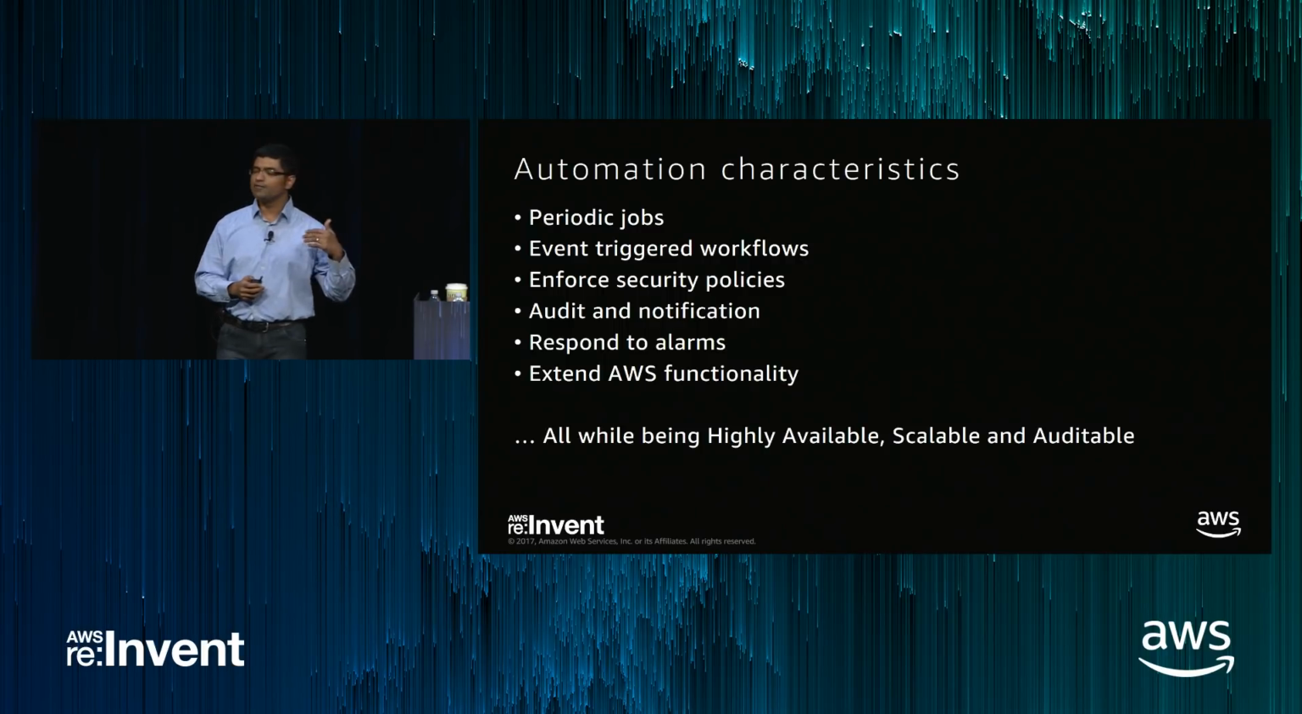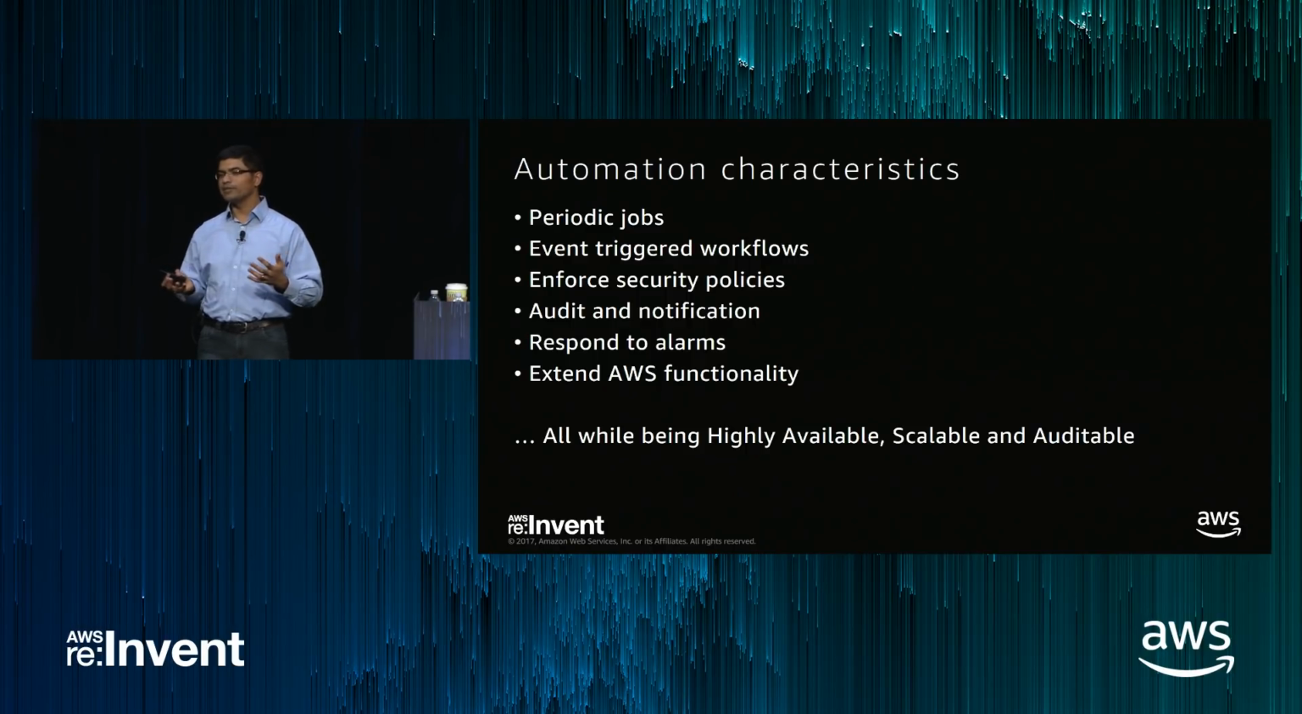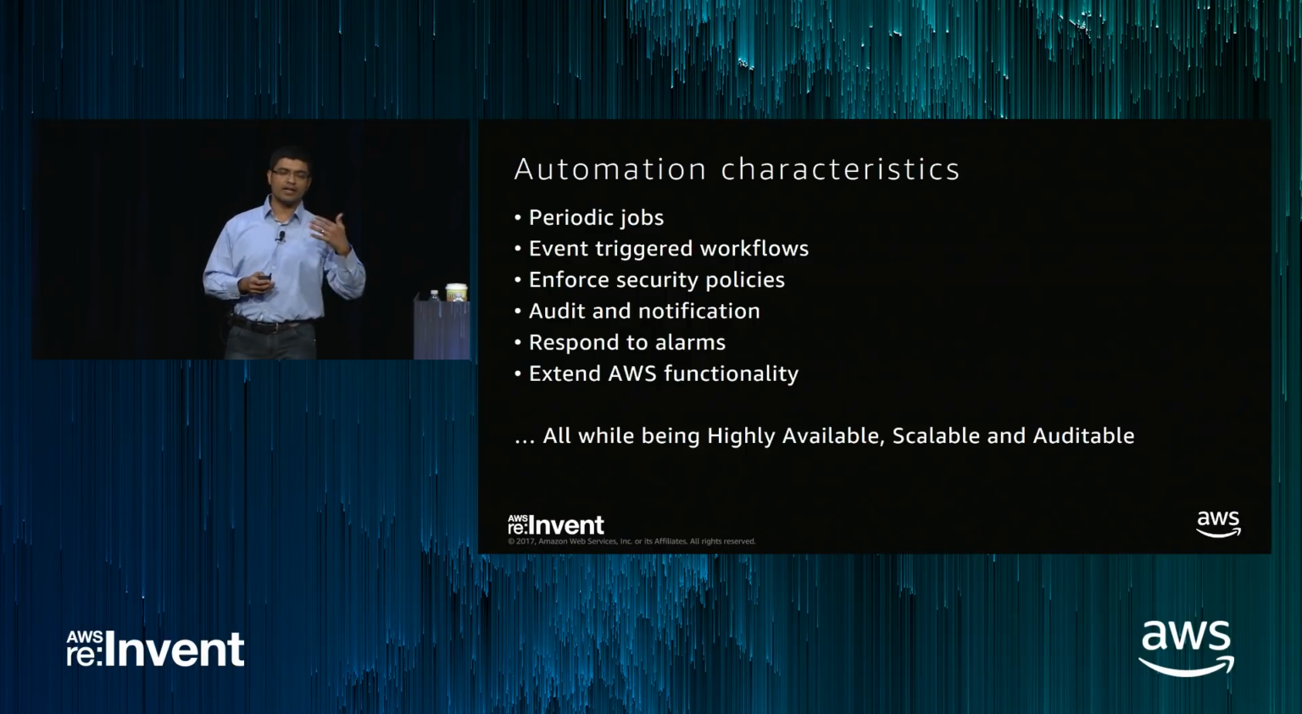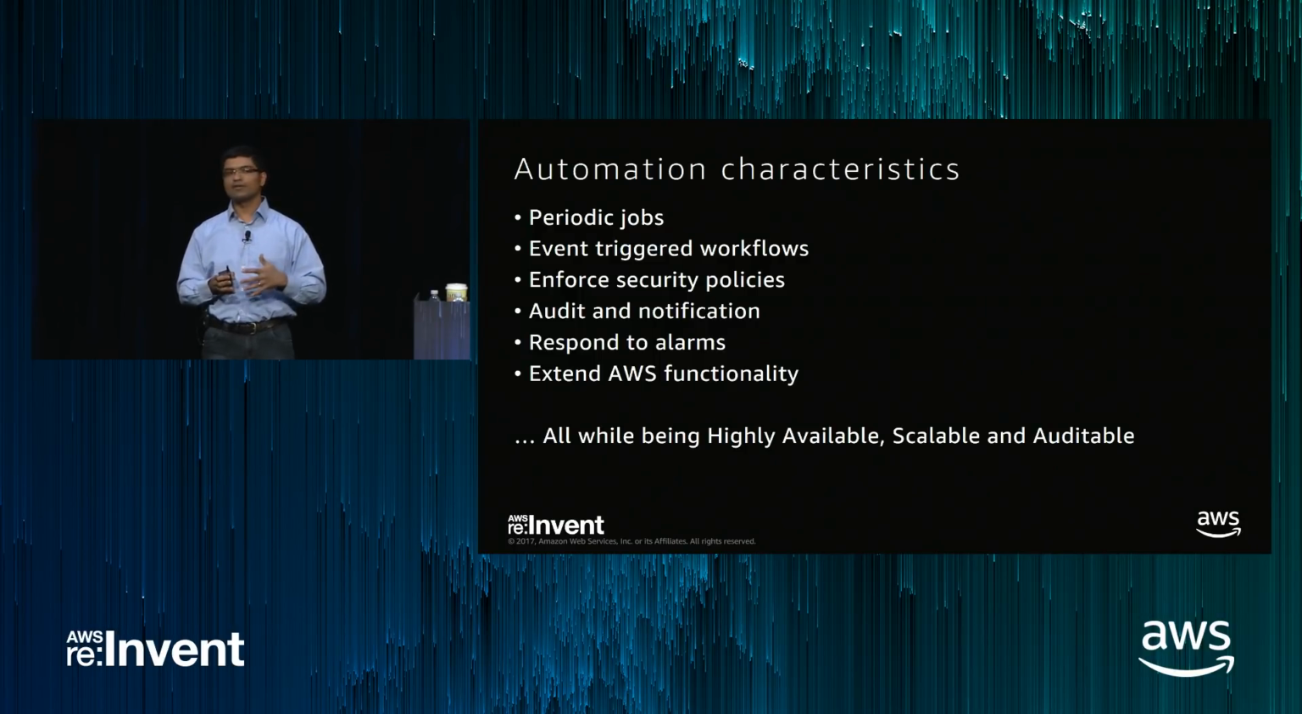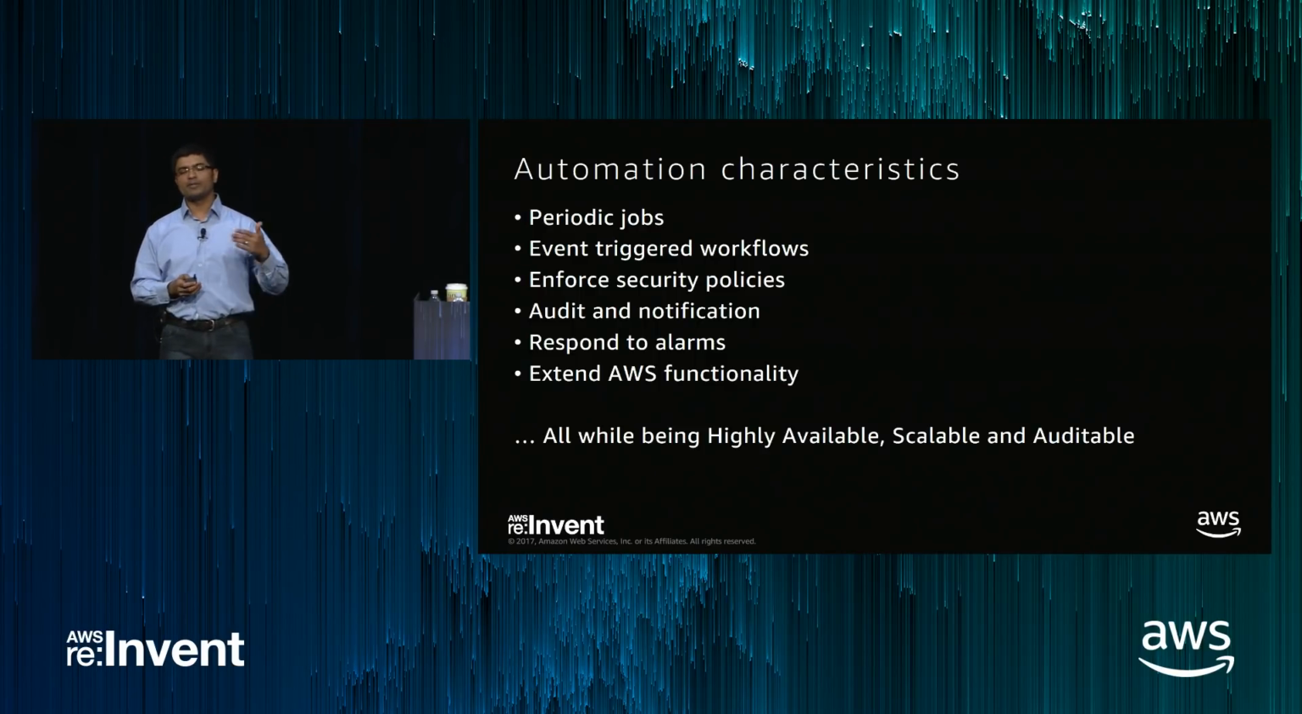We have event-triggered workflows. So we want to trigger a complex workflow when an event happens. Or we want to enforce security policies. And we feel that there are other use cases also, like audit and notification, responding to alarms, as well as trying to extend AWS functionality. For example, creating custom auto-scaling. And the best part about using serverless patterns for this is that you can be highly available, scalable, and auditable just by using inherent properties of the services that you're using.